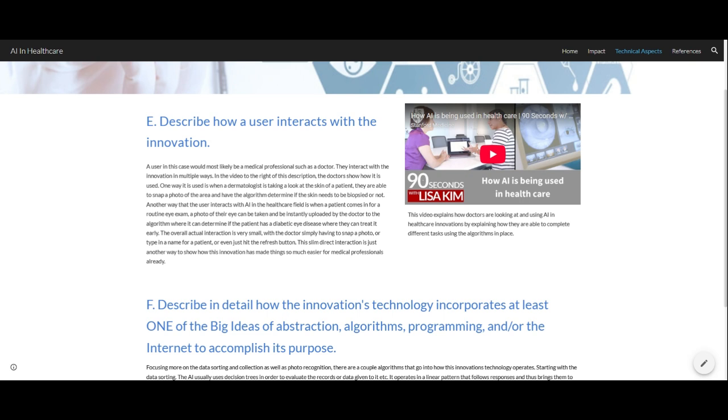Also, the actual interaction between the user and the program is kind of minimal, but that is kind of the point. All the doctor really has to do is either take a picture, hit a refresh button, or type in a very simple yes or no. The slim interaction directly had between the doctor and the program advocates for how it makes things a lot easier for these professionals, as it summarizes things quickly to get the most efficient use of their time.